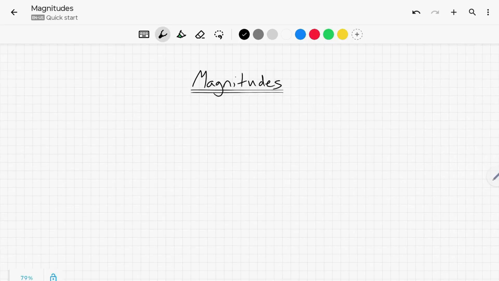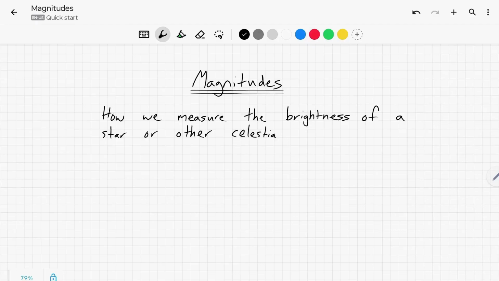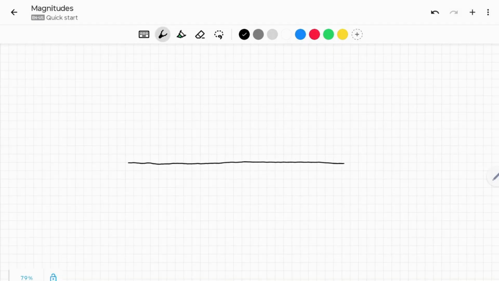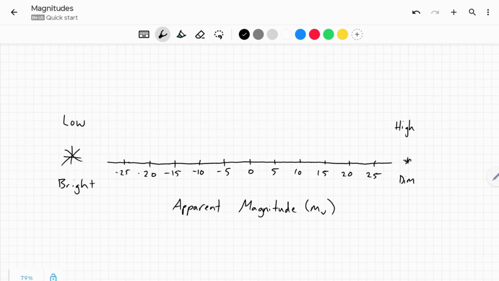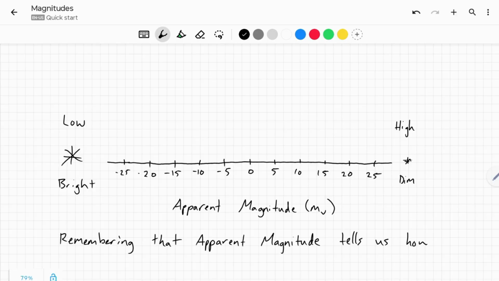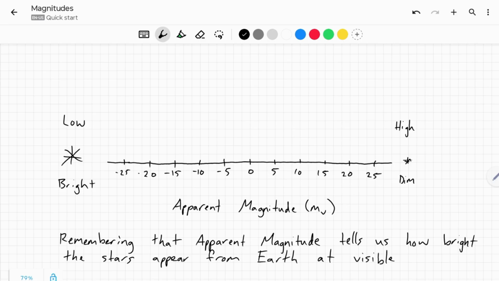Magnitudes. Now, magnitudes is how we measure the brightness of a star or other celestial objects. We do this by using a backward logarithmic scale, where negative numbers indicate brighter objects and positive numbers indicate fainter objects. Relating it back to magnitudes, fainter objects have a larger magnitude, whereas brighter objects have smaller magnitudes. Now, I'm going to put here to remember that the apparent magnitude tells us how bright the celestial object appears from Earth at visible wavelengths.